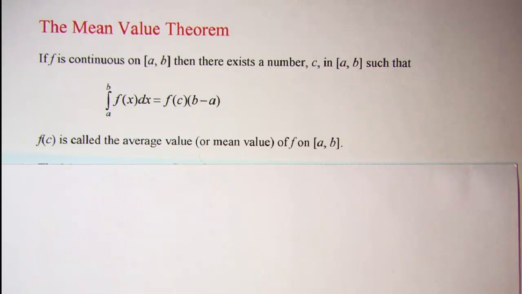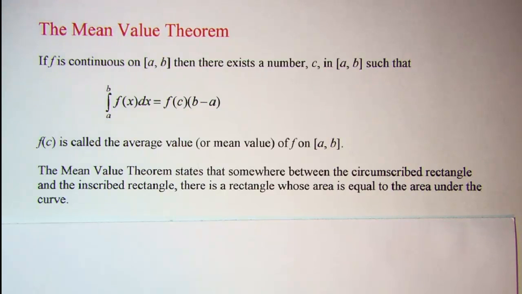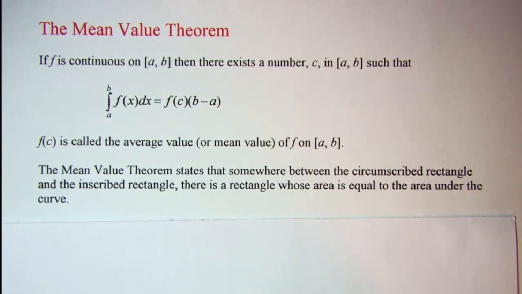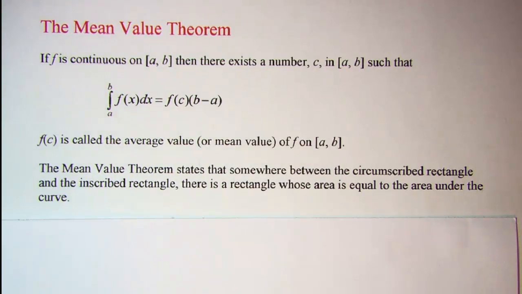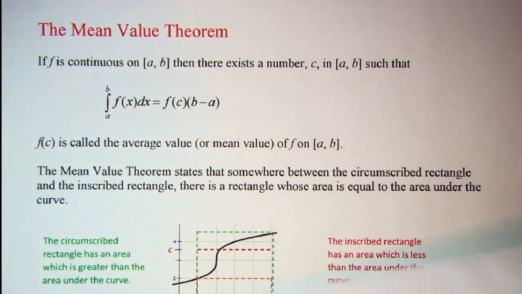F of c is called the average value or the mean value of f on that closed interval from a to b. Basically, the mean value theorem states that somewhere between the circumscribed rectangle and the inscribed rectangle, there is a rectangle whose area is equal to the area under the curve. Now let's take a look at what that means.